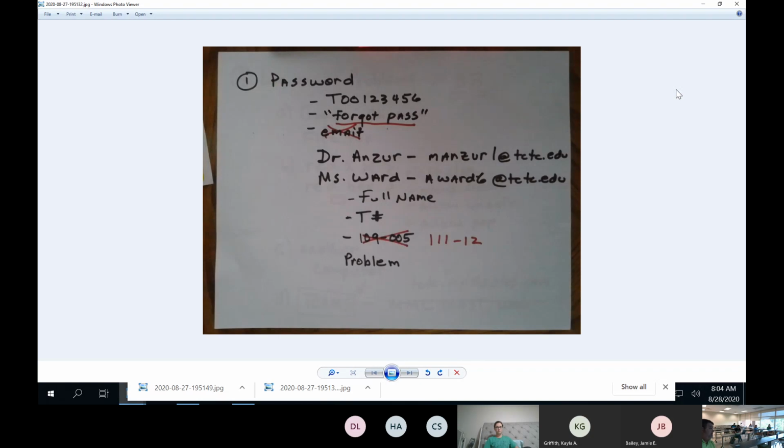But I will tell you this, if you're having a problem with your password, then those first two things, using your T number and changing your password through forgot password, those usually work. But as a third resort, use the email to Dr. Anzer and Ms. Ward.